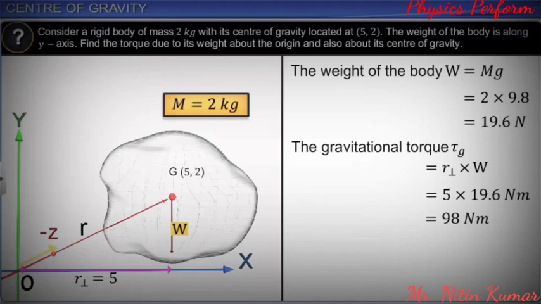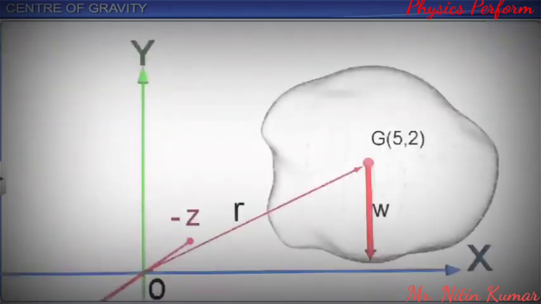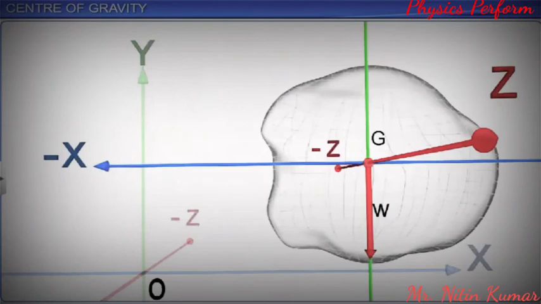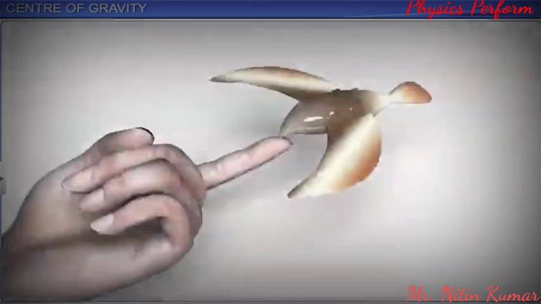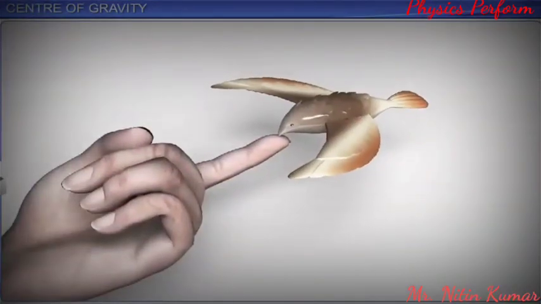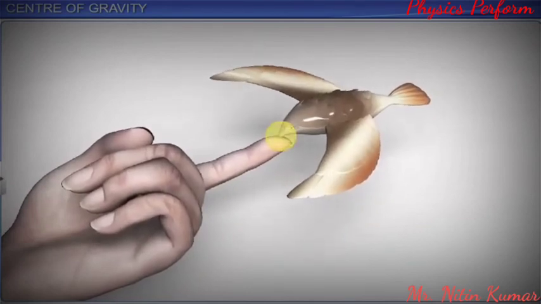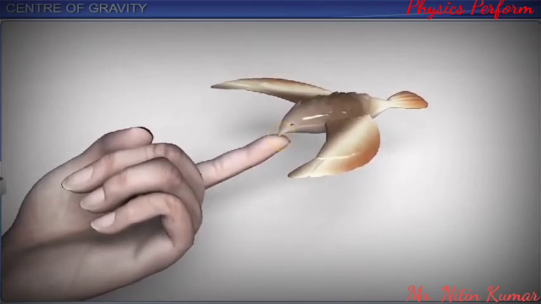As the weight of the body acts through its center of gravity, torque due to the weight of the body about its center of gravity is 0. We can balance this rigid body by applying an upward force equal to its weight and passing through its center of gravity. The bird shown earlier is designed in such a way that its center of gravity is located at the tip of its beak. Hence, we are able to balance the bird by applying an upward force at the tip of its beak.